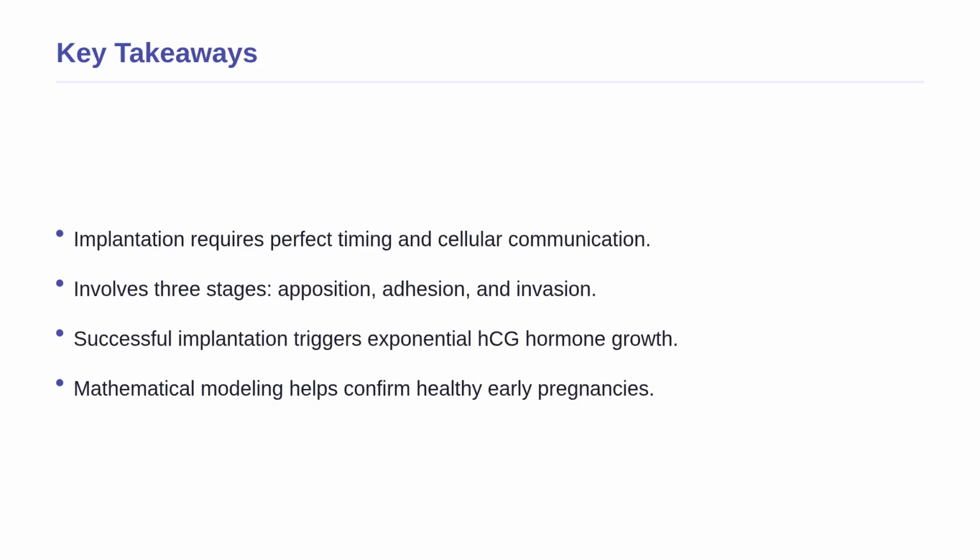To wrap up, we have covered the full journey of embryo implantation. Remember that this miraculous milestone requires perfect timing and precise cellular communication to succeed. It unfolds in 3 distinct stages: apposition, adhesion, and invasion. Once attached, the embryo secretes HCG, a hormone whose exponential growth serves as the primary indicator of a healthy pregnancy. By mastering these concepts, you have bridged the gap between basic cellular biology and real-world reproductive medicine. Great job following along.